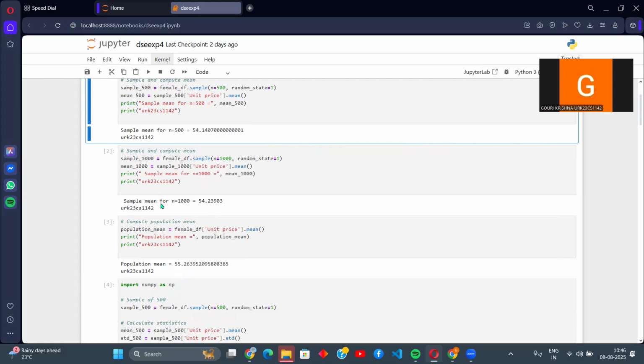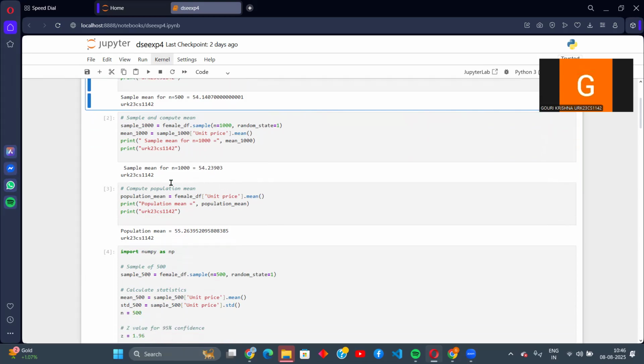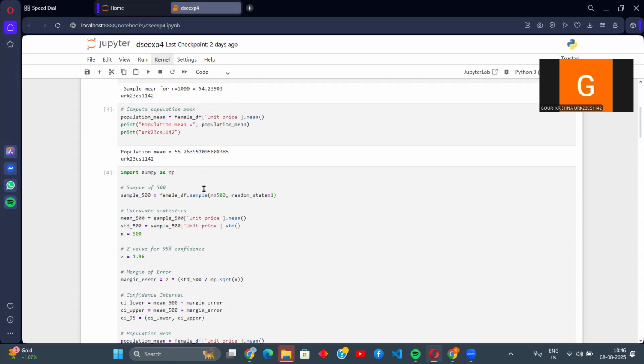Sampling mean for n equal to 1000. It is similar to question one, but it takes 1000. There it was 500, here it is 1000 random female records. It calculates and prints the average unit price for that larger sample. It allows a comparison of means for different sample sizes. So this is the output, sample mean for n equal to 1000. The third question is calculating the population mean, which uses all female entries in the data set.